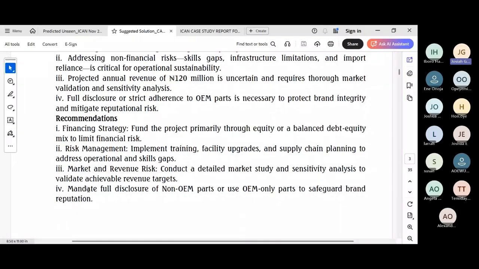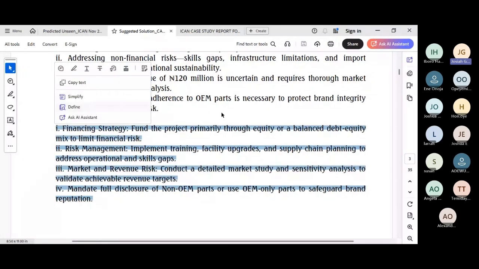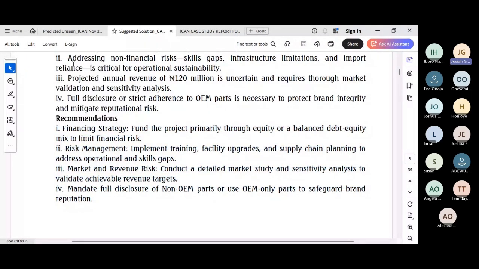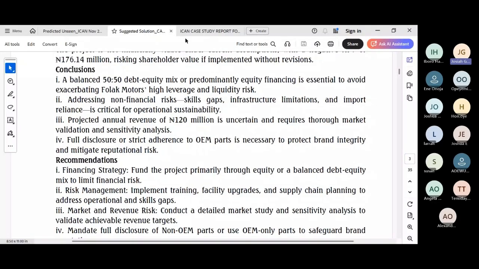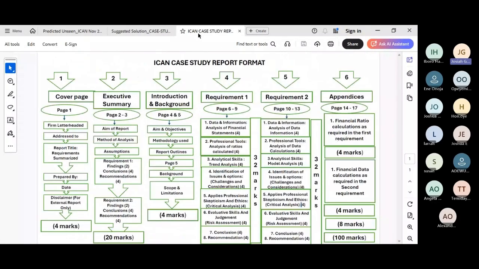4th is on, we should mandate full disclosure of non-OEM parts or use original equipment manufacturer parts to safeguard brand information. So these 4 requirements address the 4 conclusions very succinctly. And that will be it for our executive summary.